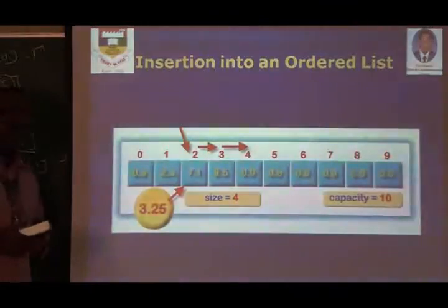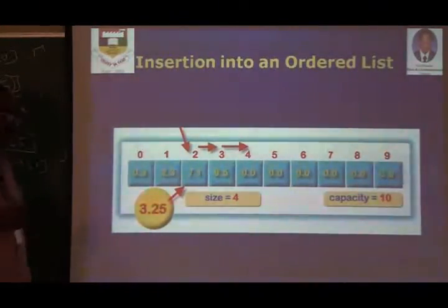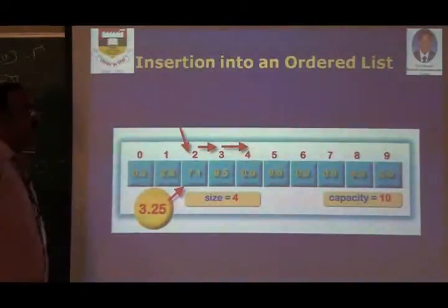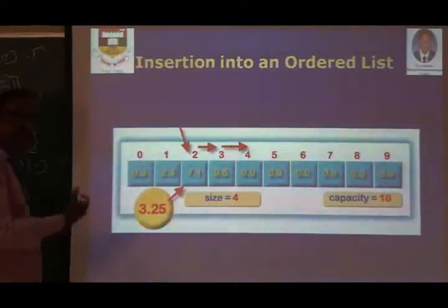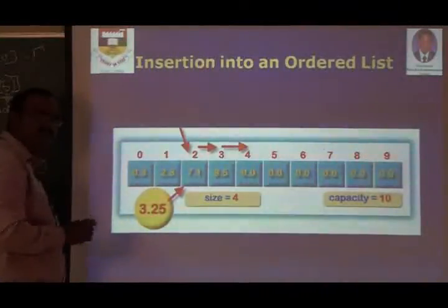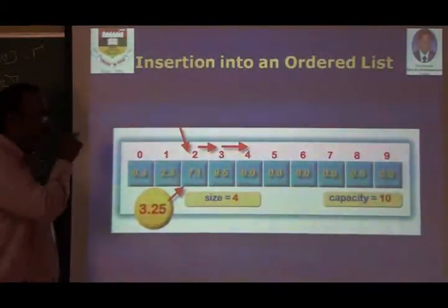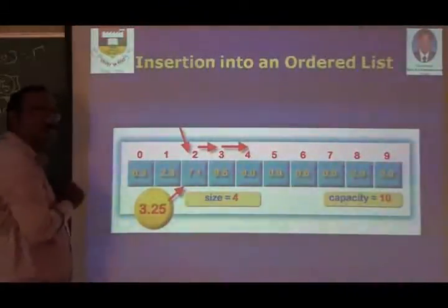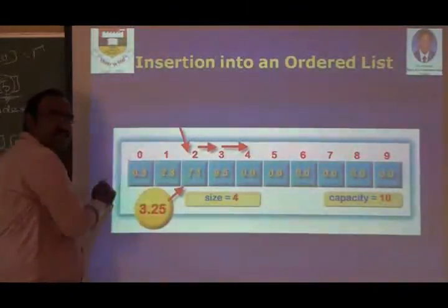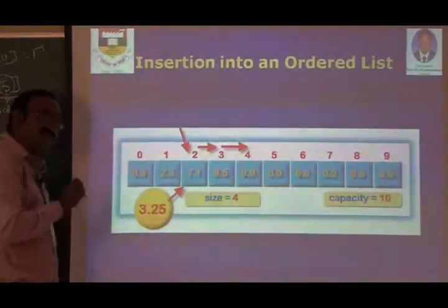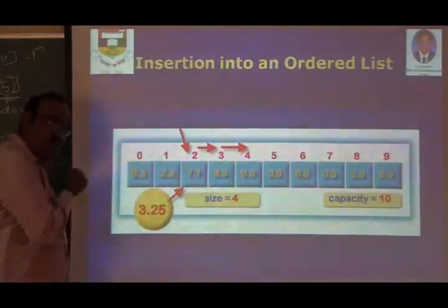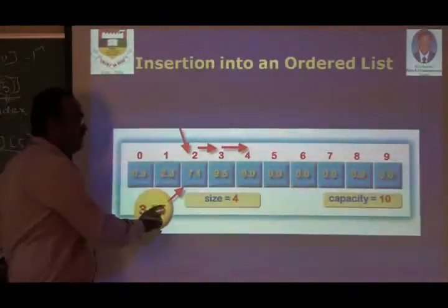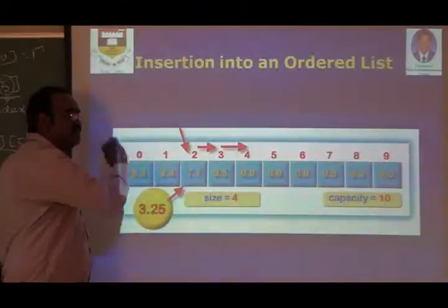So this is insertion we are performing in the ordered list. What is the insertion? The element 3.25 is to be added at position 2. It's an ordered list, so why are we inserting at position 2? Because 0.3 is at 0 and 2.3 is at 1. Checking the value, the element at the second position is 7.1. 3.25 is less than 7.1. Since this is an ordered list, we have to insert 3.25 at the second location. So 7.1 is moved to its succeeding position.